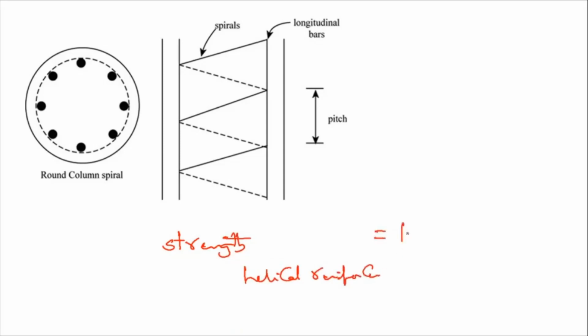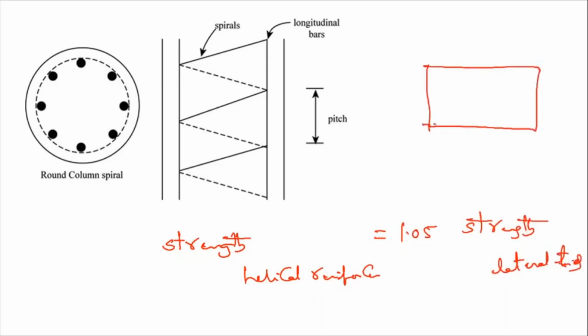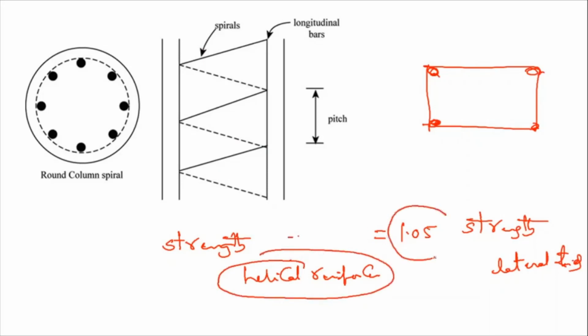Then its strength will be equal to 1.05 times the strength of a column with lateral ties. Lateral ties means simply we tie the bars like this, whereas in helical reinforcement, we provide the reinforcement as helicals like this. So whenever you are providing helical reinforcement, the strength of the column has to be increased by how much percentage? 5%.